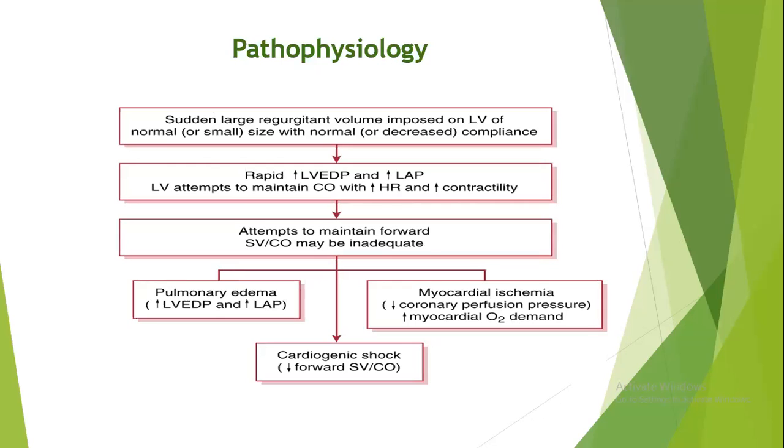Now we look at the pathophysiology of aortic regurgitation. As the left atrium is pumping blood into the left ventricle, we see that there will be increased blood volume in the left ventricle during the diastole. And because there won't be enough time for the left ventricle to dilate in response to that, the left ventricular end diastolic pressure will increase rapidly.